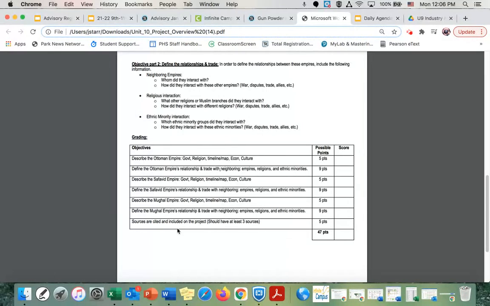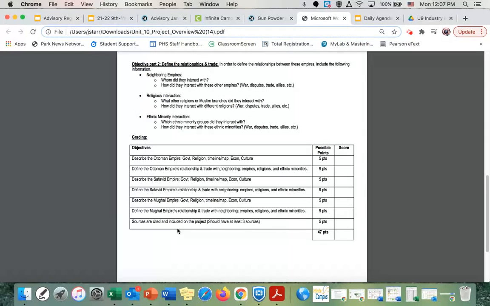Okay. When it came to religious interaction, what did they do with other religions? They're different branches of Islam. How did they interact with the different branches of Islam here? All right. How did they interact with different religions? Did they go to war with them? Did they have disputes with them? What did they do? And then we have ethnic minority interactions.